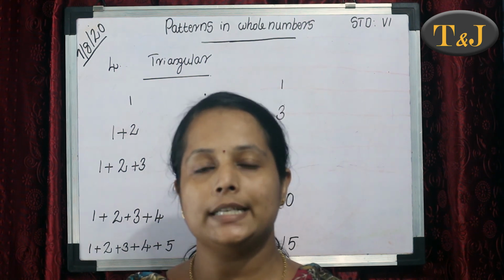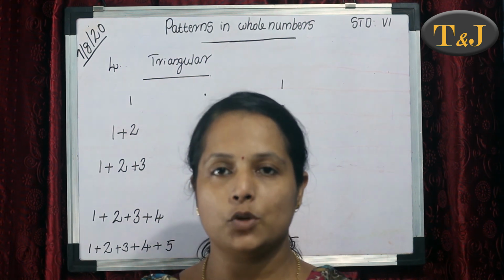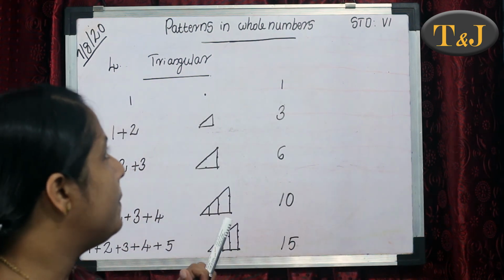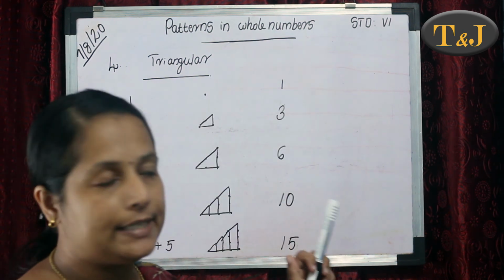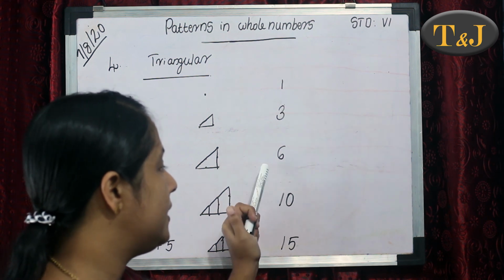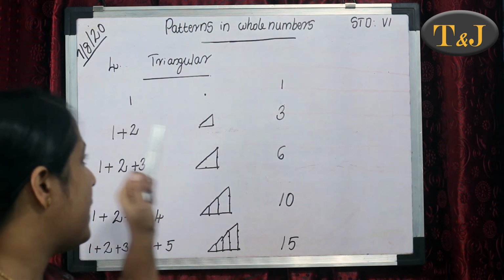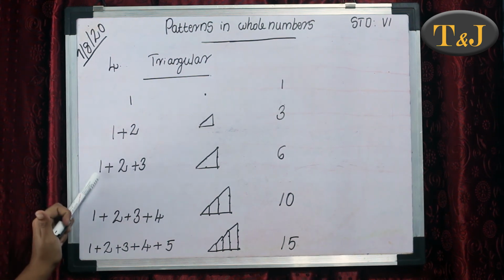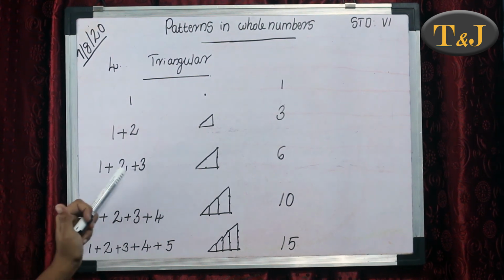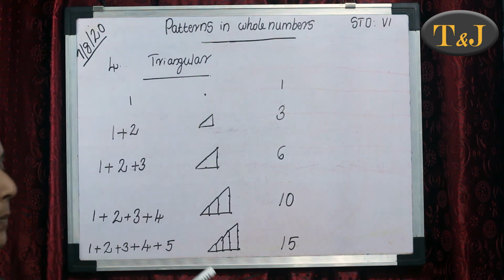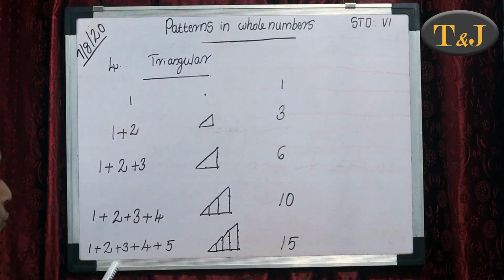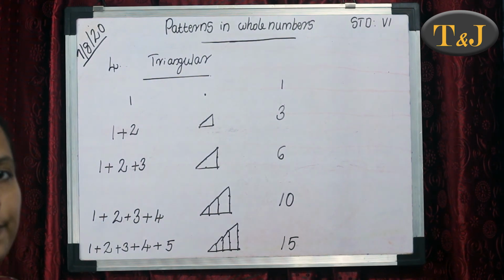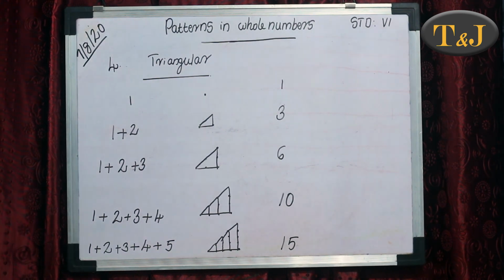We can put the triangular pattern with as many dots as you like. Then the triangular patterns in whole numbers give the numbers 1, 3, 6, 10, 15, and its pattern is: first is 1, next is 1 plus 2, next is 1 plus 2 plus 3, next is 1 plus 2 plus 3 plus 4, next is 1 plus 2 plus 3 plus 4 plus 5, next is 1 plus 2 plus 3 plus 4 plus 5 plus 6, and so on.